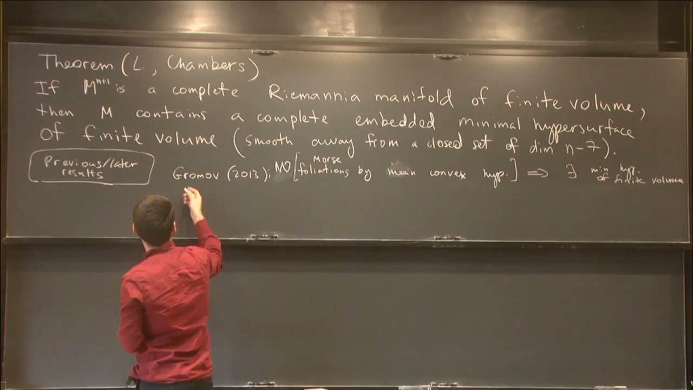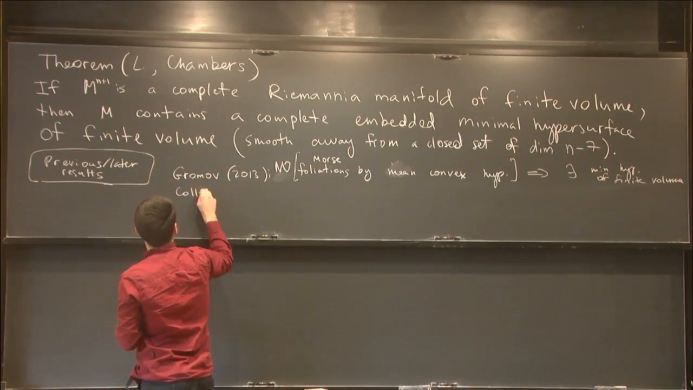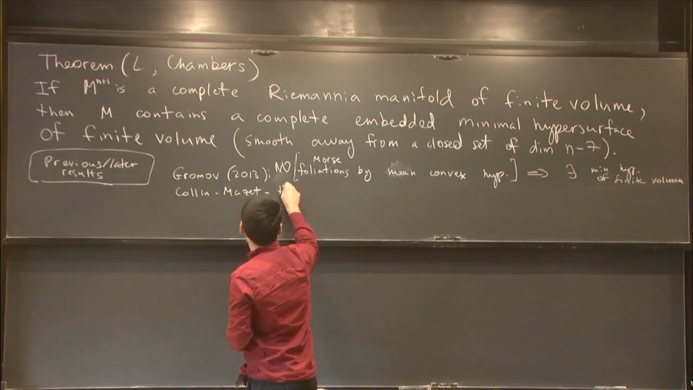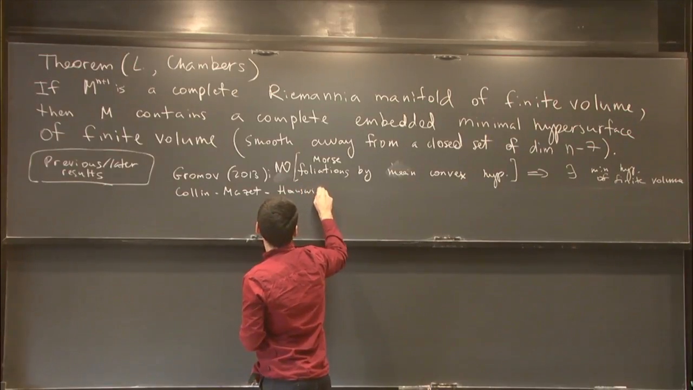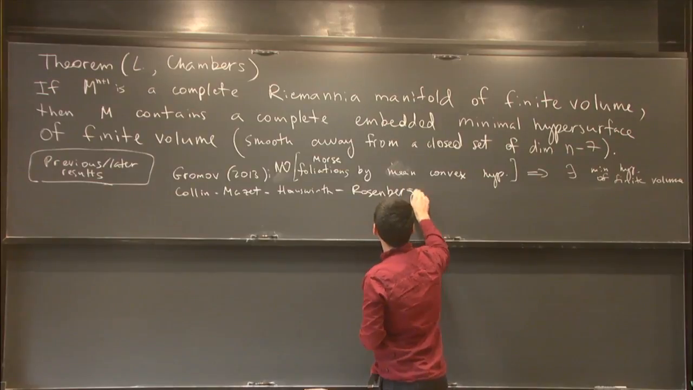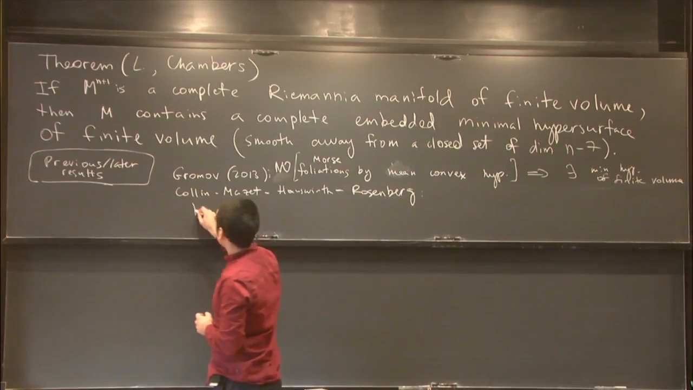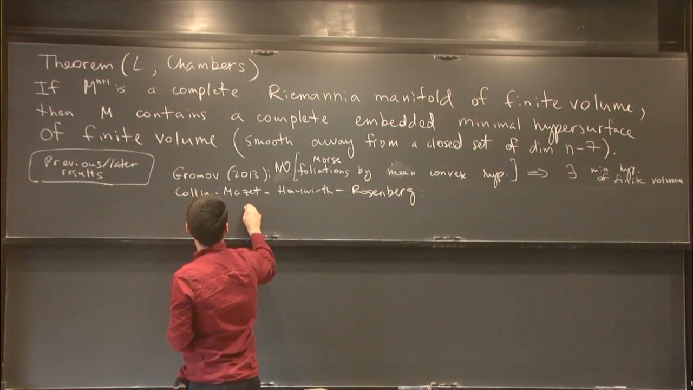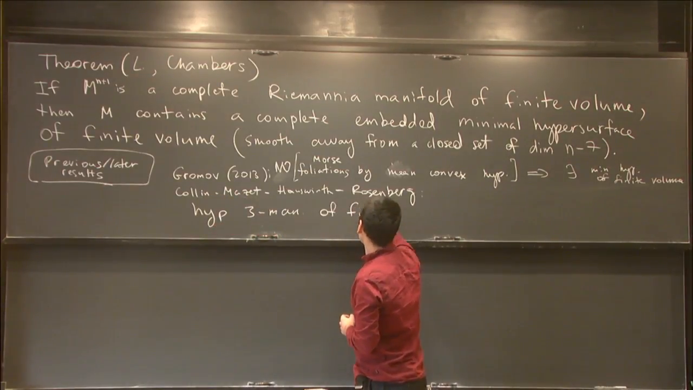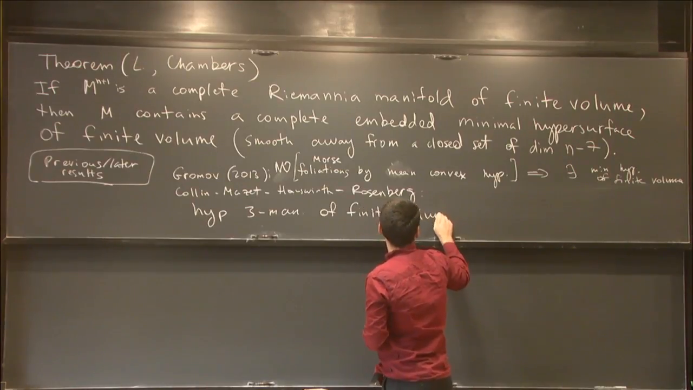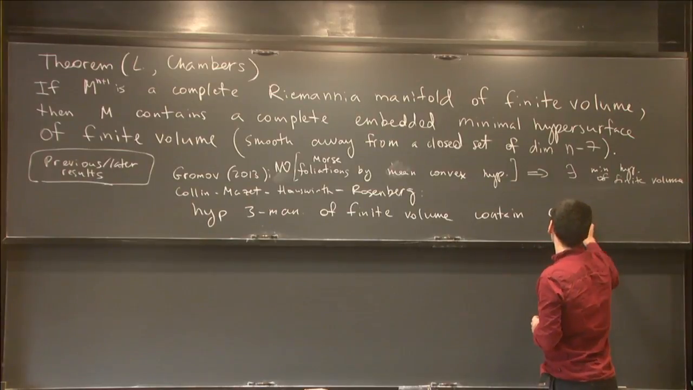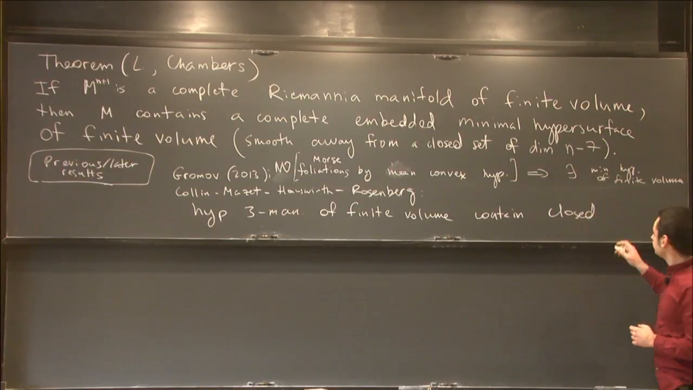In case of hyperbolic surfaces, there is a result of Colin, Mazet, Hauswirth, and Rosenberg, where they show that hyperbolic three manifolds of finite volume contain closed minimal hypersurfaces.